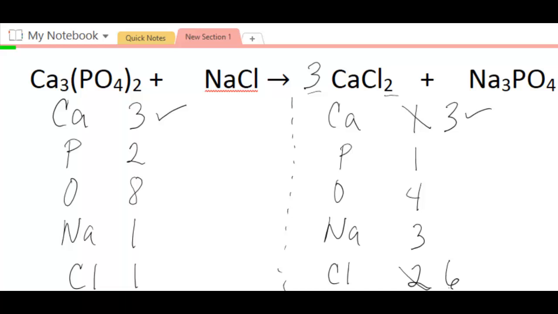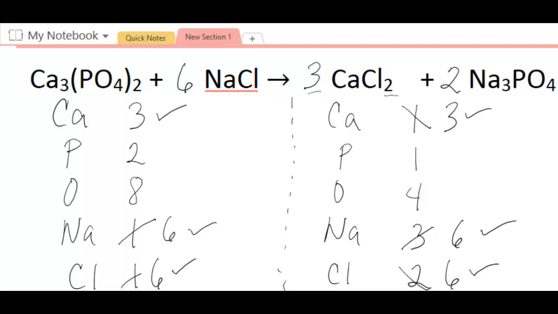What can we do to balance that on the left-hand side? Well, we can put a 6 in front of the sodium chloride. So that is going to give us 6 chlorides, and that means the chlorides are now balanced on the left-hand and right-hand side. And we're also going to have to change the number of sodiums on the left-hand side to 6 because we now have 6 sodiums as well. And we still don't have a balanced equation yet though. So the next thing you can do is put a 2 in front of the sodium phosphate, because that's going to give you 6 sodiums on either side of the equation. So sodium is now balanced.